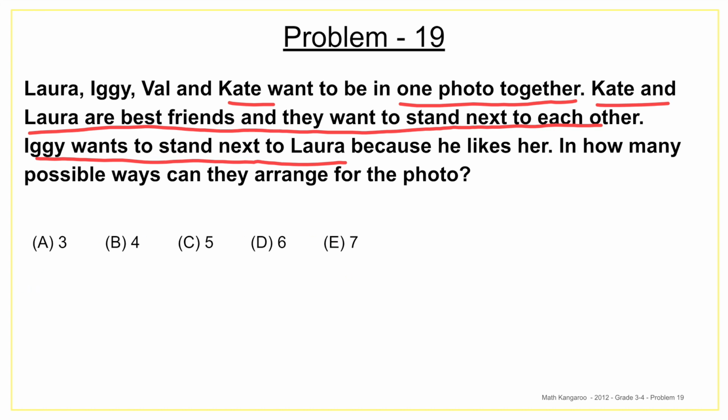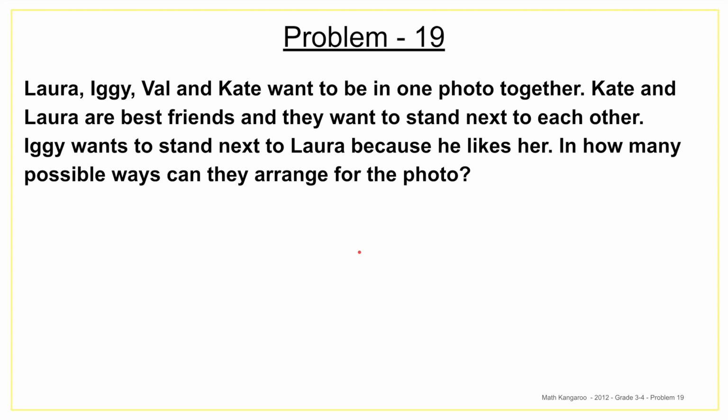Kate and Laura are best friends and they want to stand next to each other. Iggy wants to stand next to Laura because he likes her. Val does not have any special request. This means Kate, Laura, and Iggy are stuck together as one group and Val is separate. So let's say Kate, Laura, Iggy. They form a close bound group together. Val is a single person.